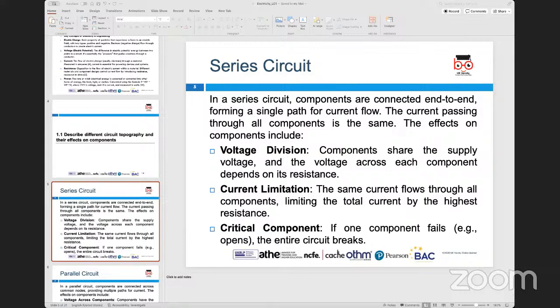Let me just try and see if I can find a relevant picture from Google and see if I can include that for the purposes of our discussion.